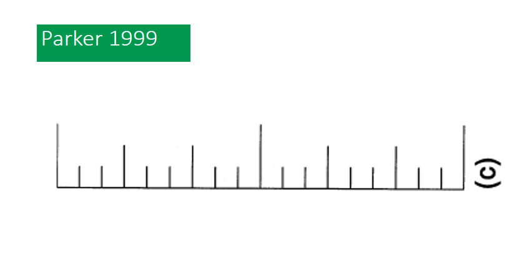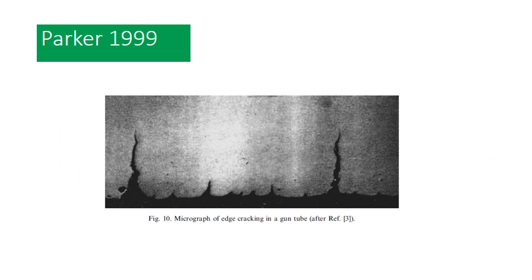Now, obviously theory is nice, but does it work for real? Well, Parker demonstrated it in cracking in a gun tube. So if you look at this photograph, on the right and the left, you've got very deep cracks, and then equally spaced in the middle of those two cracks, at about 1/3 of the way along and 2/3 of the way along, you've got these medium cracks, and then within those areas, you've got really tiny micro cracks.